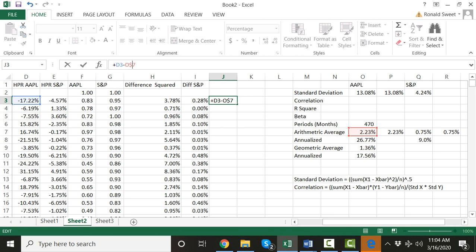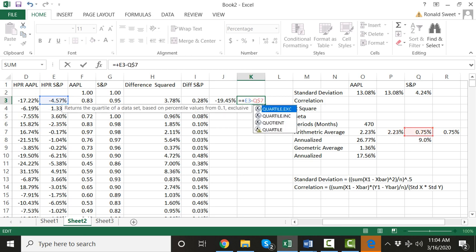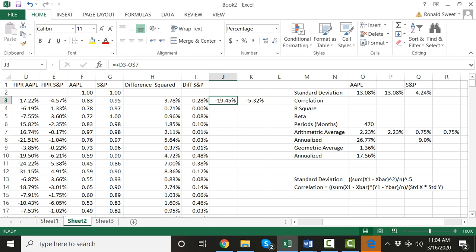We take, well, it's Q instead of P, so you have to make sure you're referencing the right cells. So there's the S&P 500, and there's Apple. Apple is Apple's return minus its average, and for the S&P 500, it's the S&P 500's holding period return minus its average. And then we're just going to take those 2 things and multiply them.